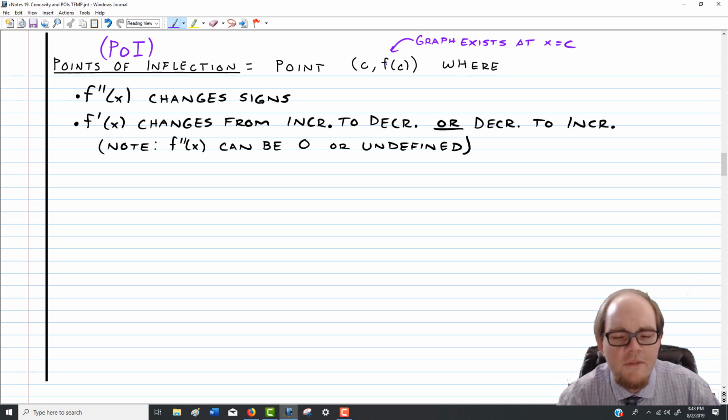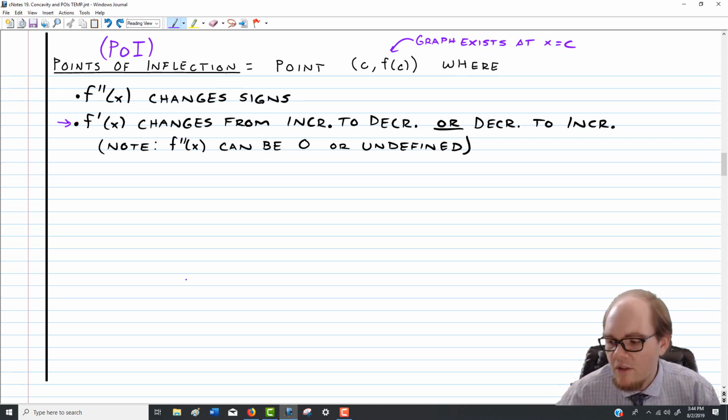So for us, now that we've established that it does have to be a point, you have a point of inflection at (c, f(c)) when f double prime of x changes signs, or when f prime changes from increasing to decreasing or decreasing to increasing. For the moment, we're not going to worry so much about f prime changing from increasing to decreasing or decreasing to increasing, although you should absolutely write it down. Our focal point is going to be on that first one right here, simply because in our examples today, we're going to have good access to the second derivative. We should always be able to find it.